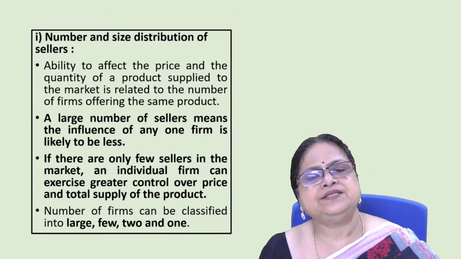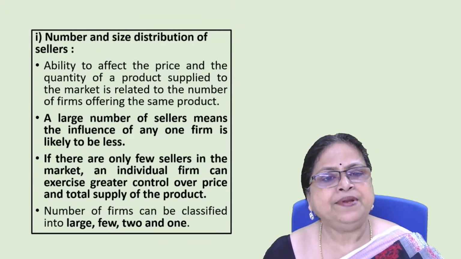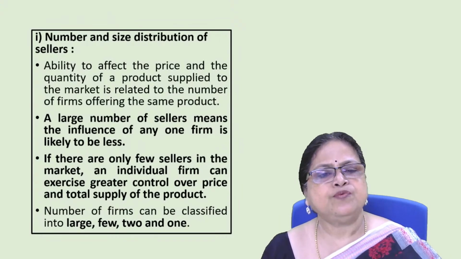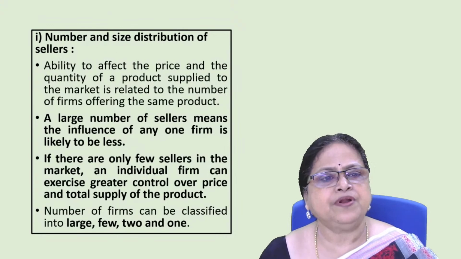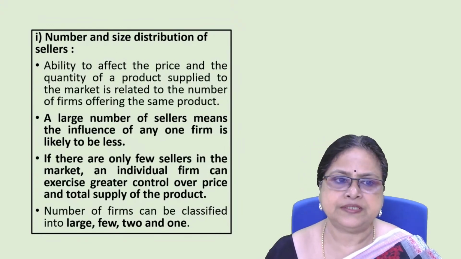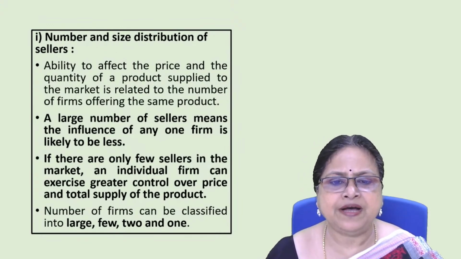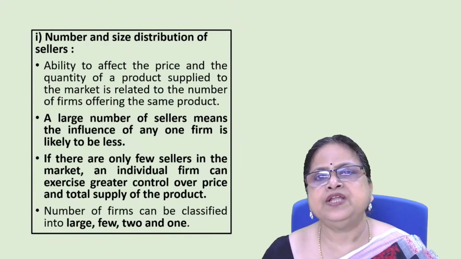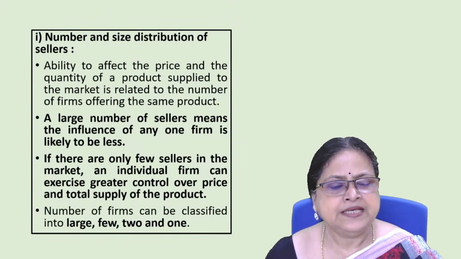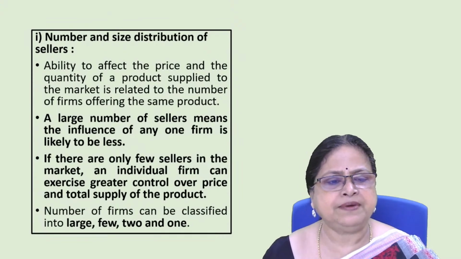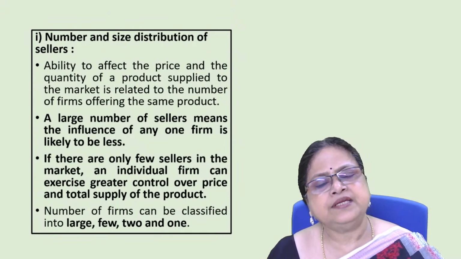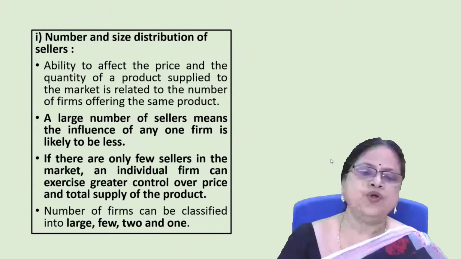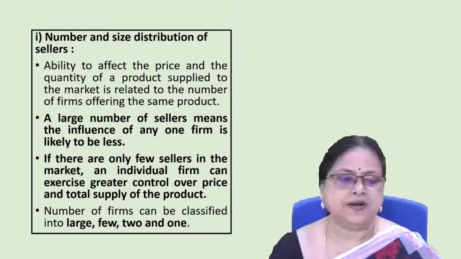Now, number and size distribution of the sellers. The ability to affect the price and the quantity of a product supplied to the market is related to the number of farms offering the same products. A large number of sellers or farms means the influence of any one farm is very less. If there are very few sellers in the market, then an individual farm has more power and can exercise greater control over price and total supply of the product.